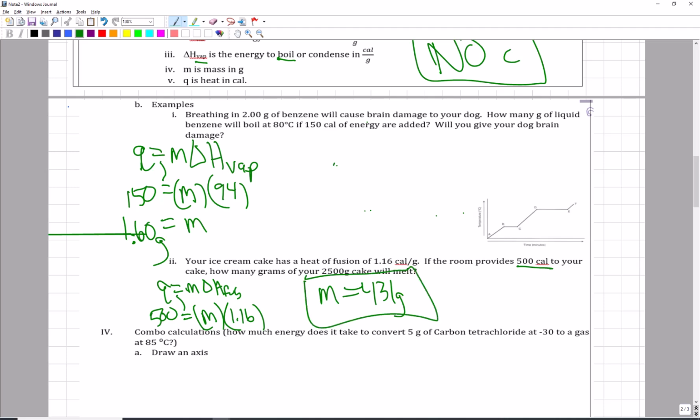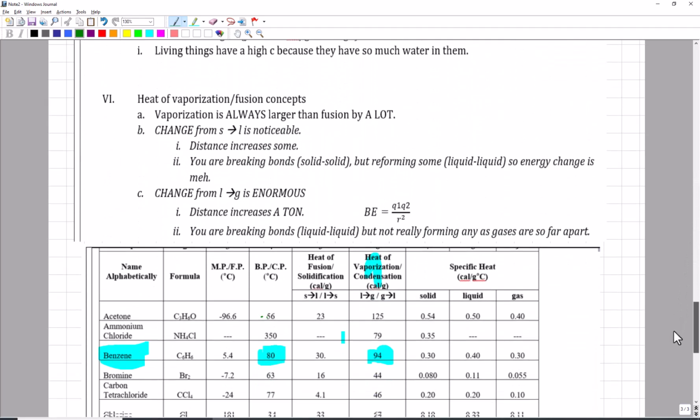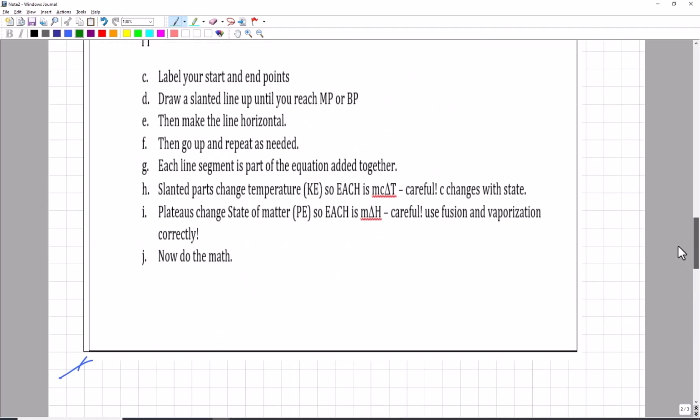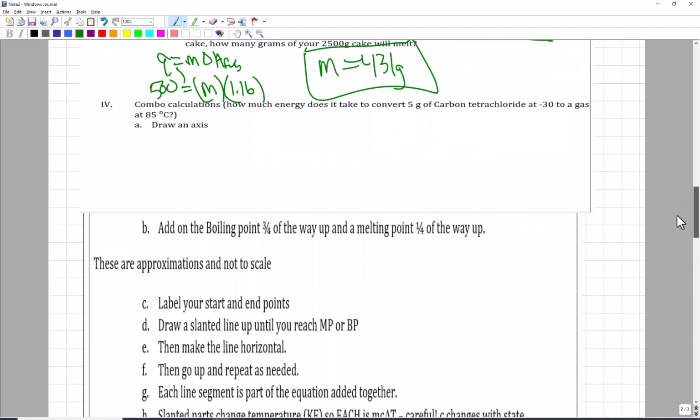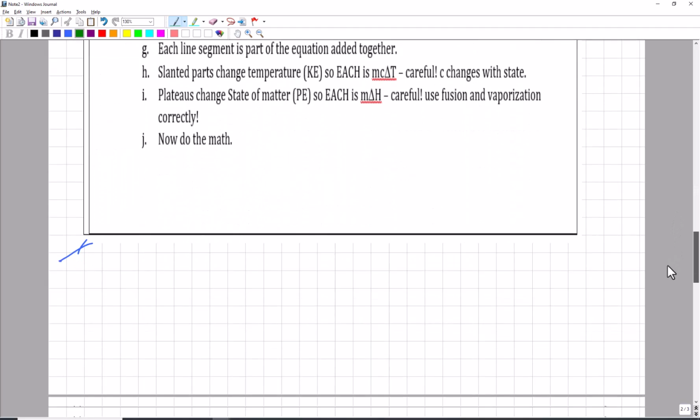There you go. All right. Combo calculations. Okay, so I'm going to do this kind of together. How much energy does it take to convert 5 grams of carbon tetrachloride at minus 30 to a gas at 85? Notice carbon tetrachloride at minus 30 to a gas. So I think I'm going to be changing temperature. So let's do this. It is carbon tetrachloride at minus 30 to 85.